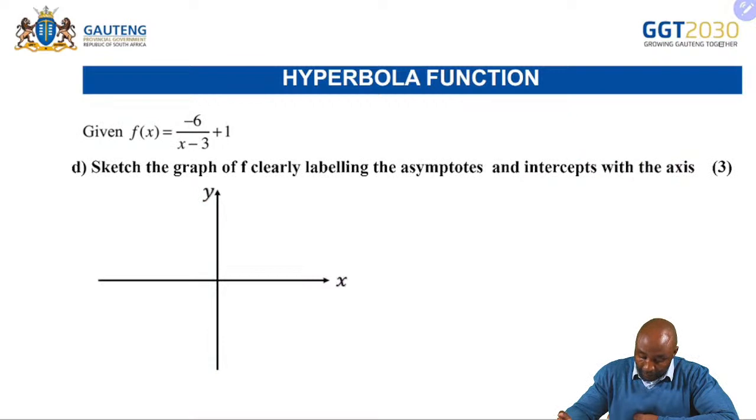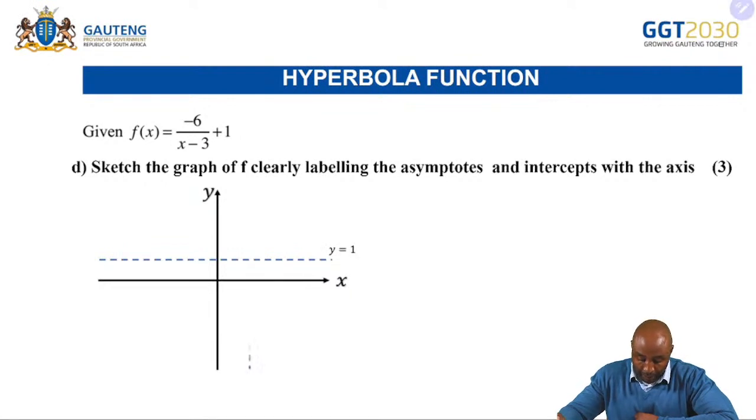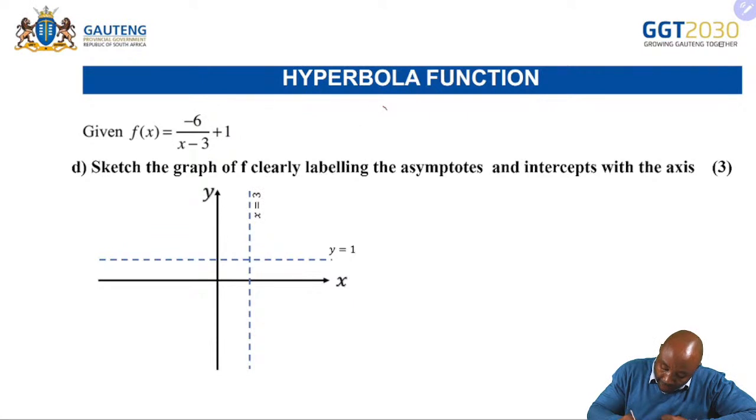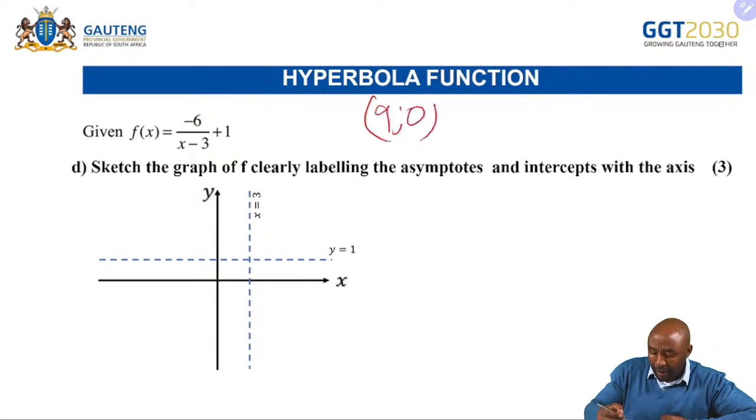Sketch the graph of f. We clearly label the asymptotes and the intercepts with the x's. That's 3 marks. So we will have our horizontal asymptote, and we know it's given by y is equal to 1. We will have our vertical asymptote given by x is equal to 3. And we said our x-intercept was (9, 0) and our y-intercept was (0, 3).